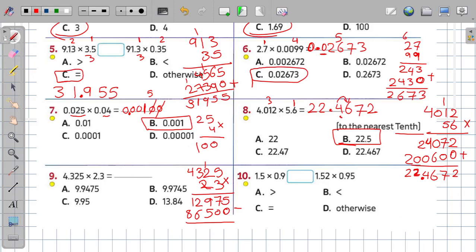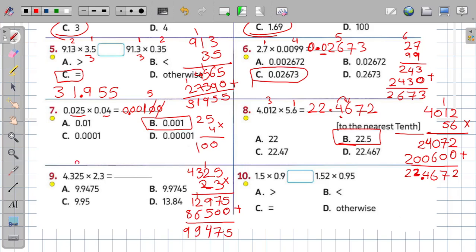Five plus 0 equals 5, 7 plus 0 equals 7, 5 plus 9 equals 14, and I will carry 1. 1 plus 2 plus 6 equals 9, and 1 plus 8 equals 9. So I have 99,475. And I want to put the decimal point.